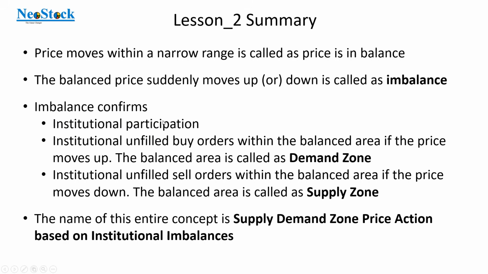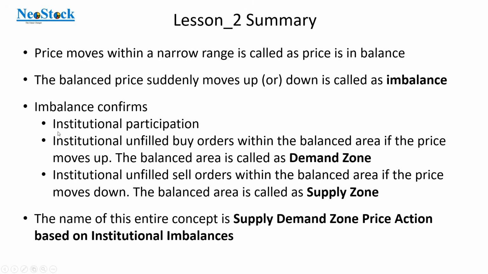And due to this reason, the imbalance confirms institutional unfilled buy orders within the balanced area if the price moves up. The balanced area is called demand zone, because initially price moved in a narrow range. That is called balance. That balanced area is called demand zone. How to make use of this demand zone, you will understand in the upcoming lessons.